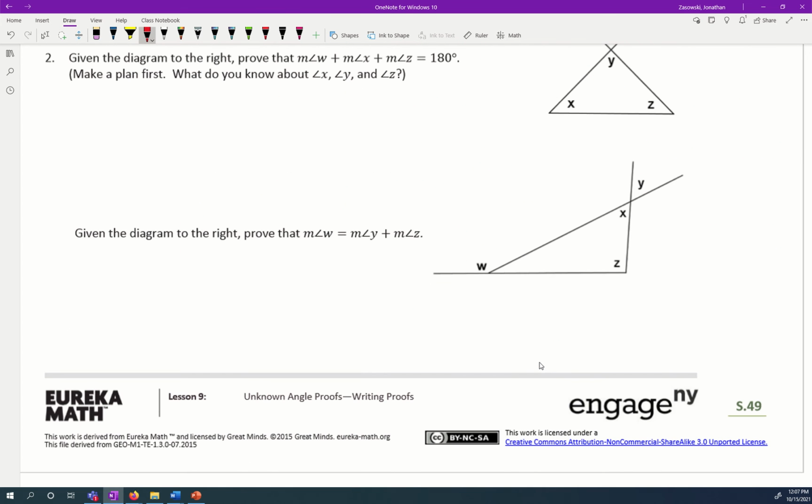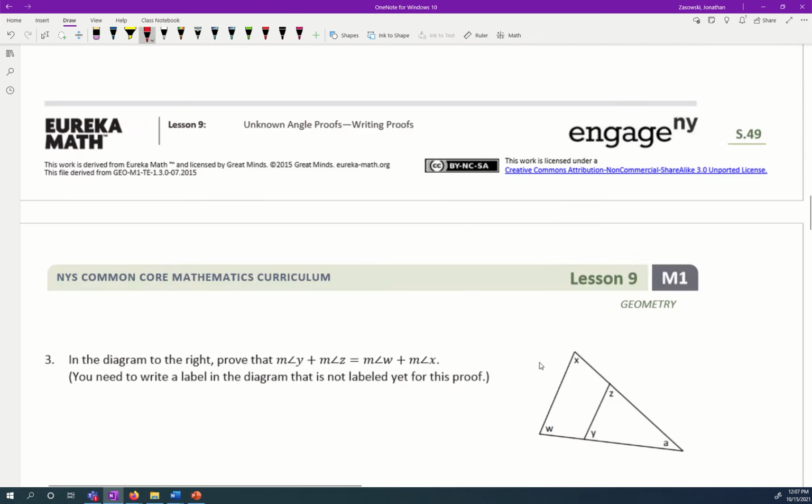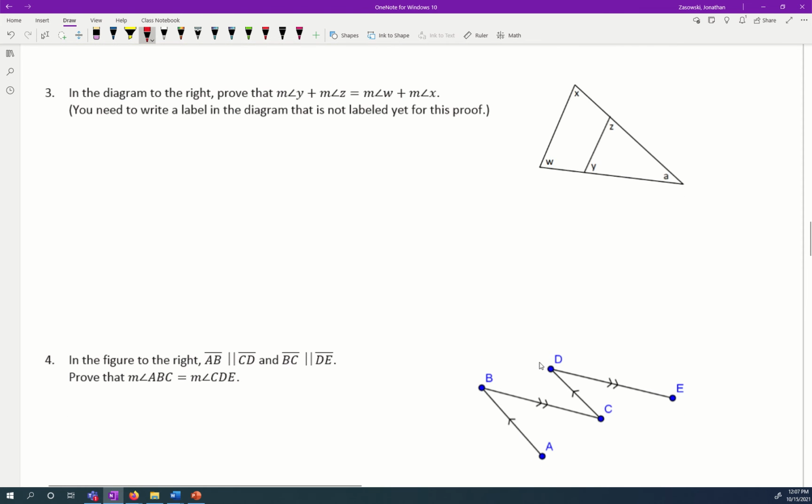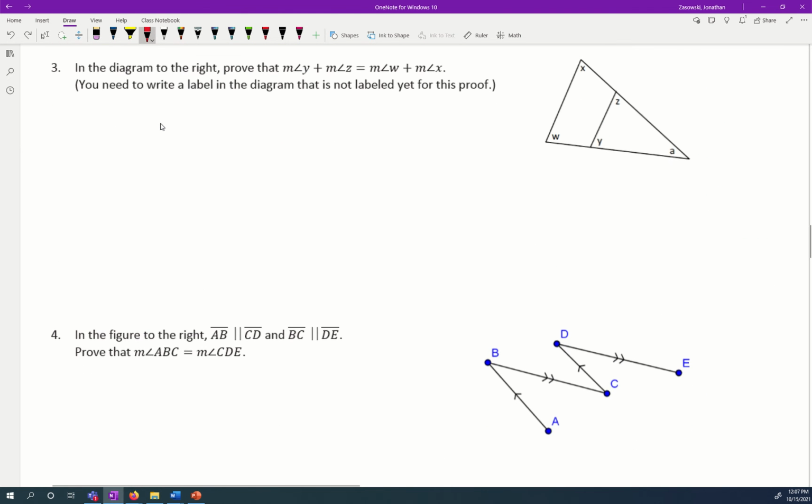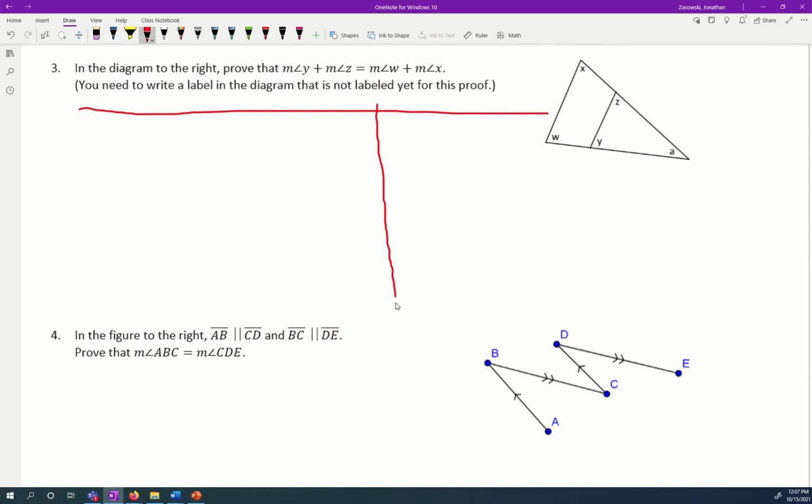Okay. Let's go down to the next page here, and we're going to do number 3. So once again, we're going to do a proof, so we need to make a T-chart of fun. On the top left, we're going to put statements, and then reasons. Nice. Good deal.